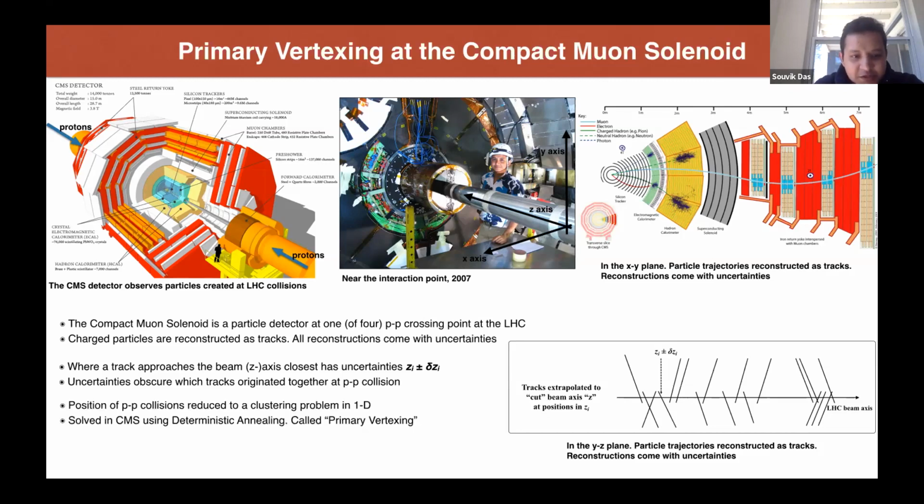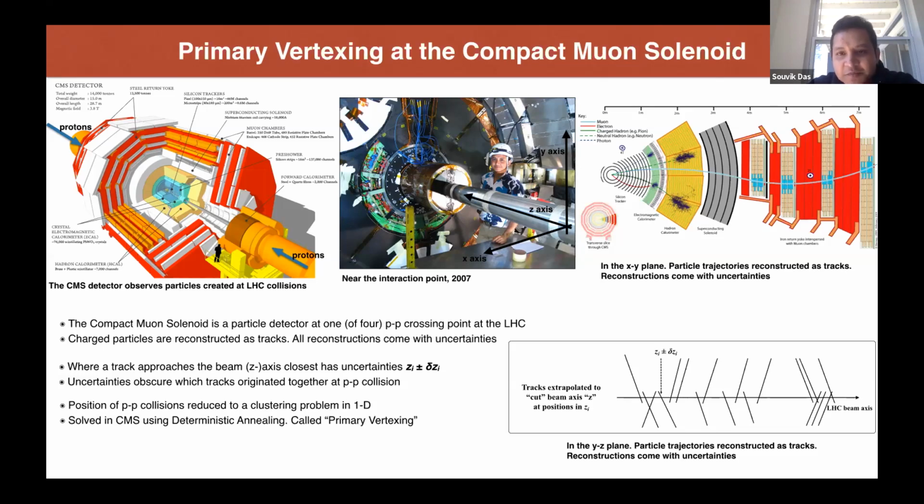So now the problem of finding the proton-proton collision points reduces to a one-dimensional clustering problem. And that's what it is. Within CMS, we've solved it initially using simulated annealing, and I think the latest ones are using deterministic annealing. This procedure is called primary vertexing. It's a fairly simple procedure.